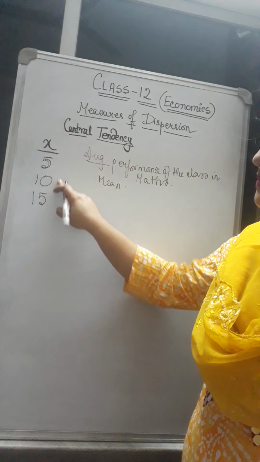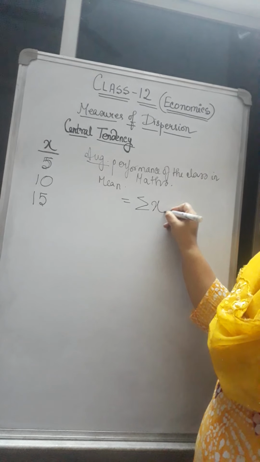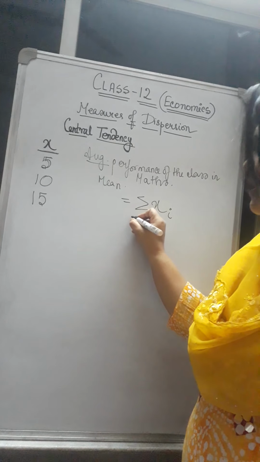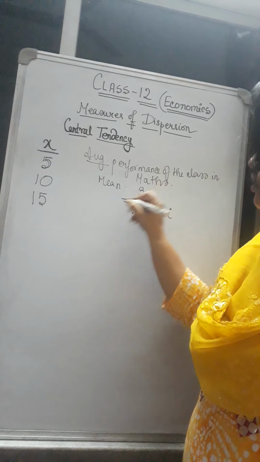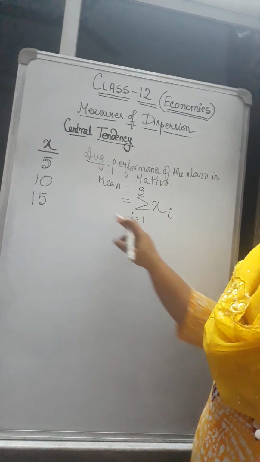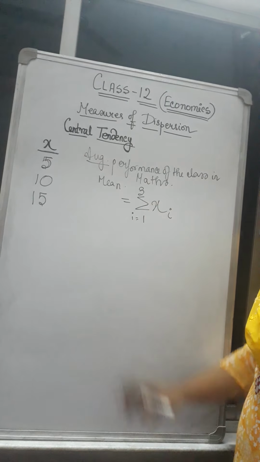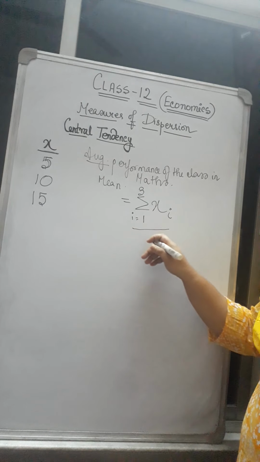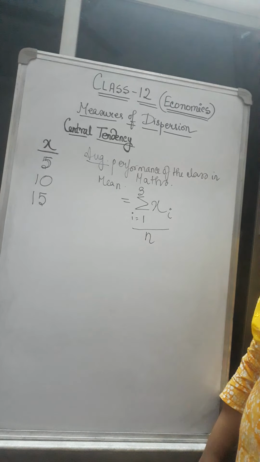In case of such simple data, if the values of variable x are given, mean can be calculated by the sum total of xi. What is i? i means how many observations or values of x you have got. You have 3 values of x, so i extends from 1 to 3. And if you sum total all these x values and divide by the number of x values, you will get the mean.